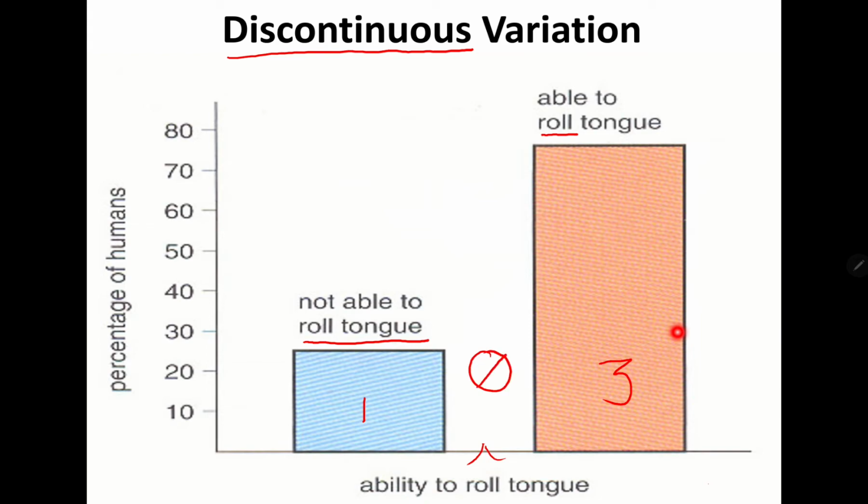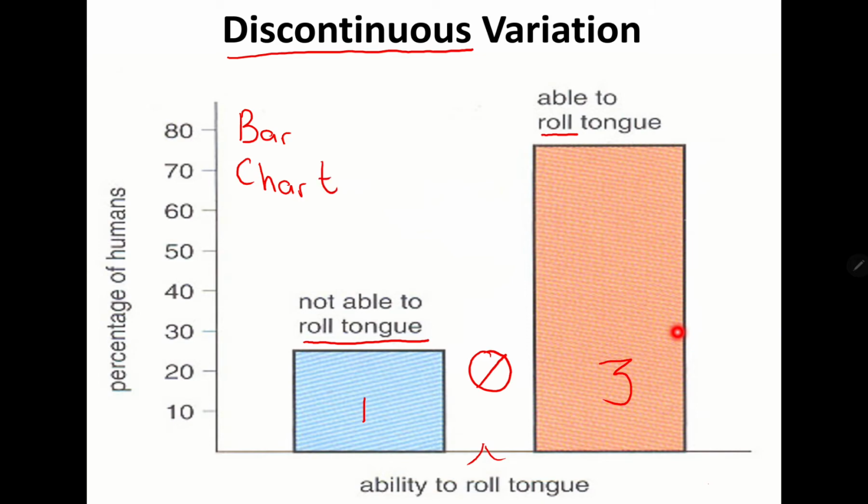Another example of this would be eye color. Although there are different shades, you can put people into discrete groups. You have brown eyes, blue eyes, green eyes, grey eyes. You do not measure your eye color. It's not a figure like 178 centimeters was for height. So here we have a bar chart this time for our discontinuous variation.